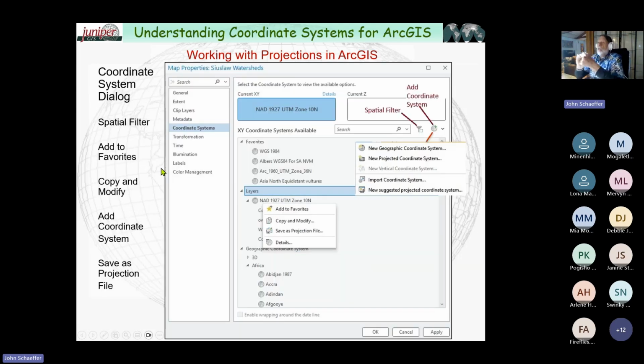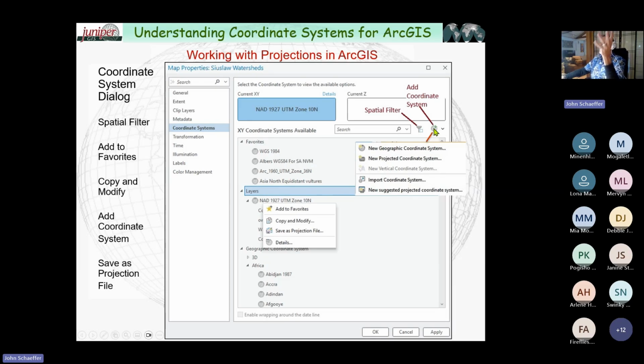Okay, coordinate system dialog. So when you go in and you're going to work with coordinate systems, I did right-click, properties, coordinate systems. Now here it's telling me what my current coordinate system is. Over here, I have a spatial filter. And with the spatial filter, you can specify an area, and I think you can just use a layer, and ArcGIS will only list all the coordinate systems that it thinks apply to your area of interest. And so that can be handy.